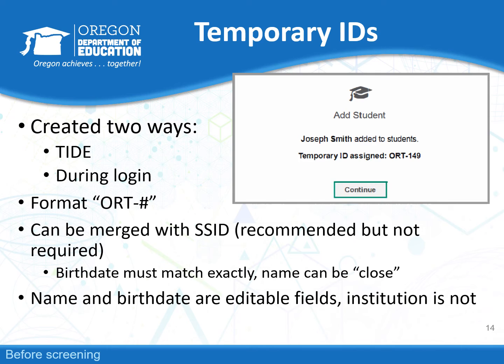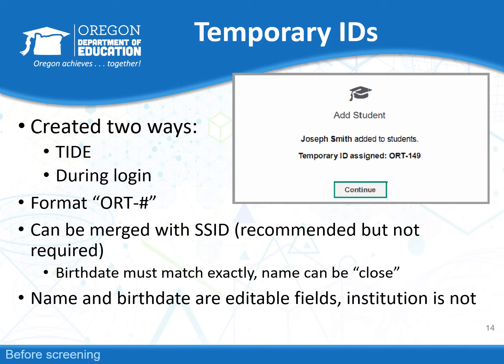Temporary IDs may be created in advance through the Test Information Delivery Engine or as needed through the testing interface. It is possible to create temporary IDs in batches via the Test Information Delivery Engine, but not at login. Temporary IDs are not the same thing as a local or district-issued ID. All temporary IDs begin with the three-letter prefix ORT.